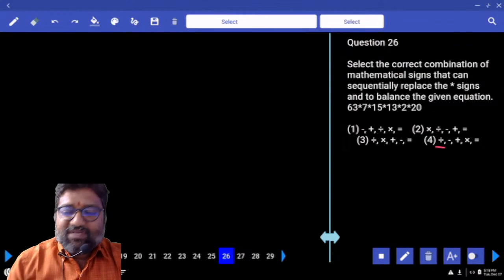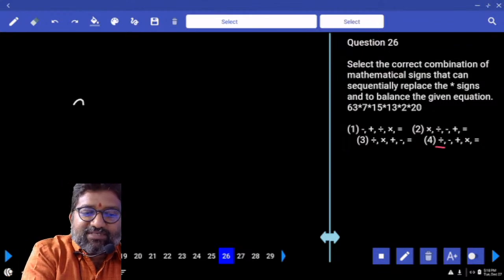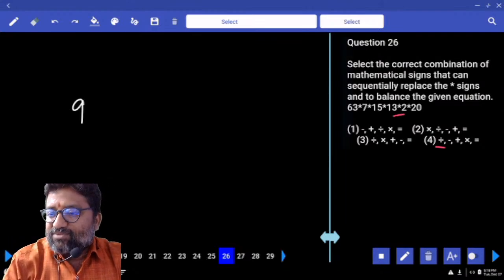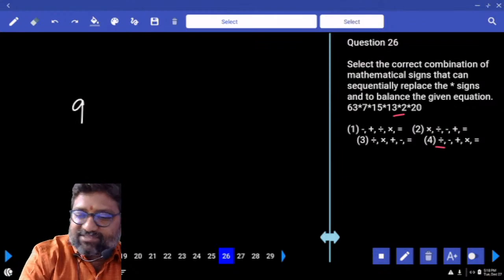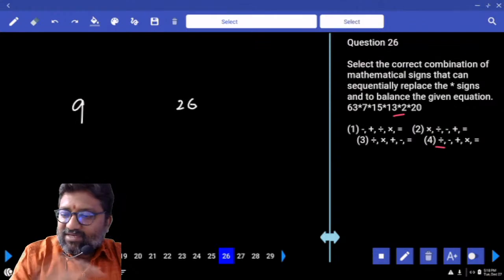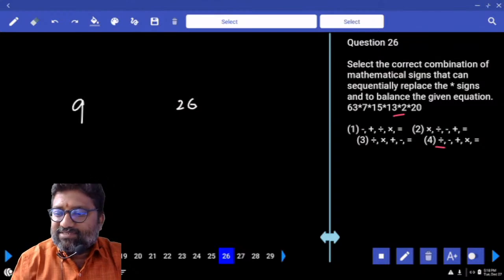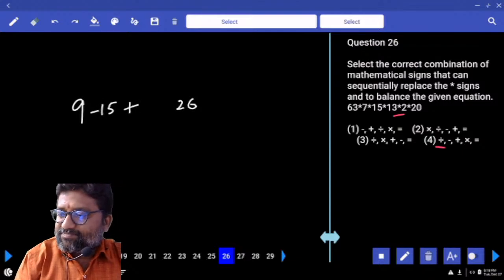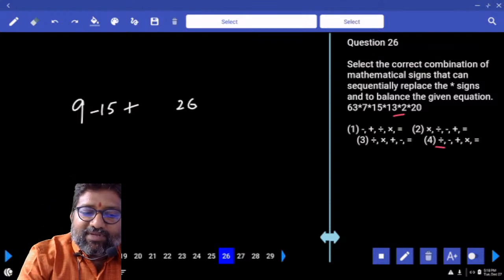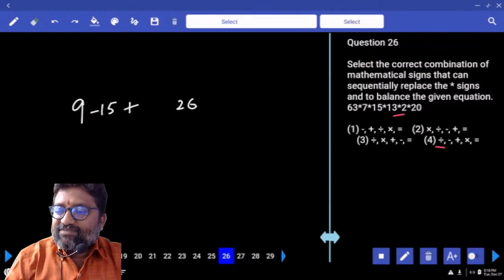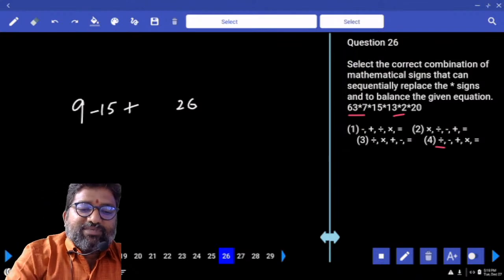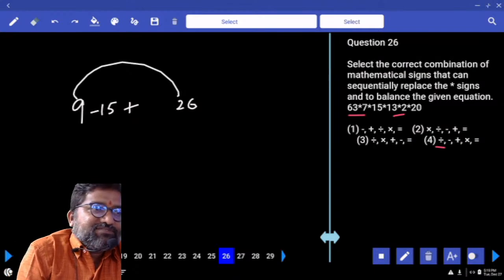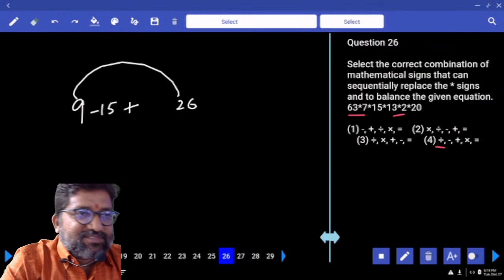First, it is division, 63 divided by 7, how much is it? 9. And then minus and plus, then finally I have to go for into. What is 13 into 2? 26. And then obviously we go for minus and plus. 9 minus 15 plus 26. So how much is 26 plus 9? 35. 35 minus 15 is how much? 20. Close. Is this clear?